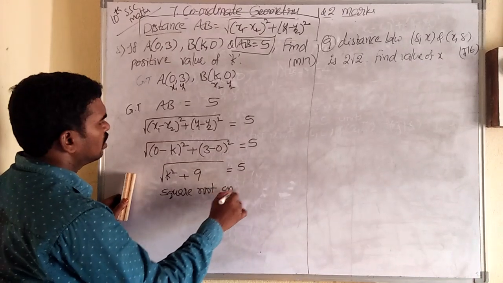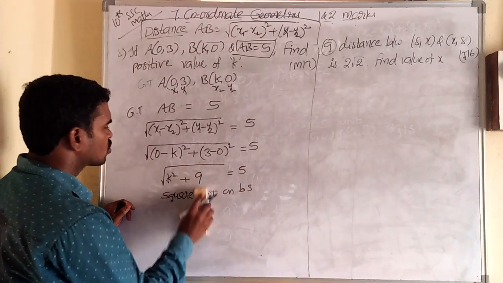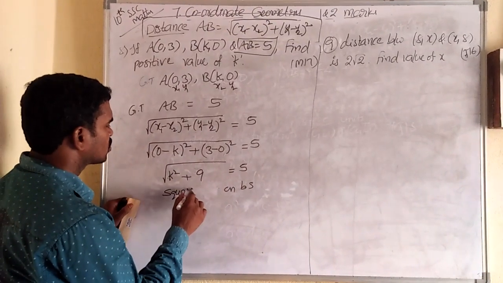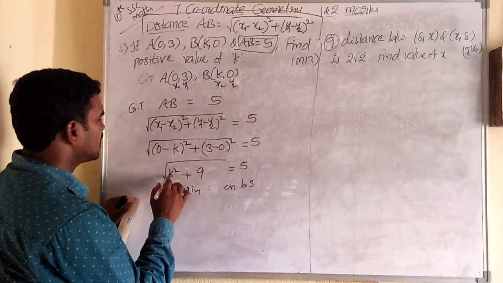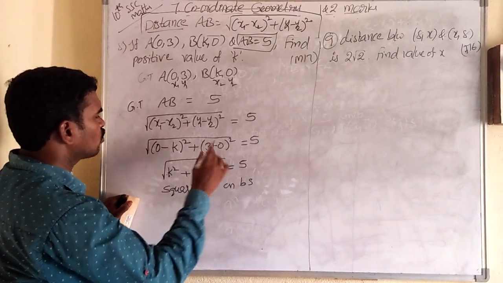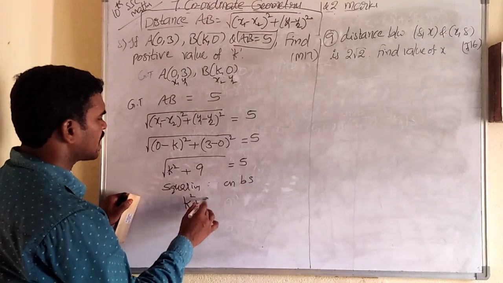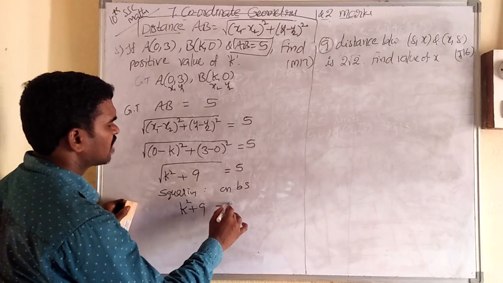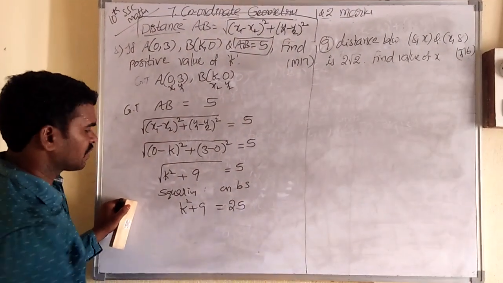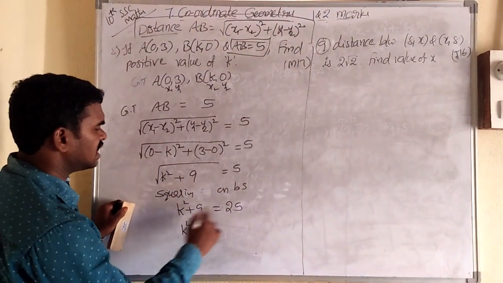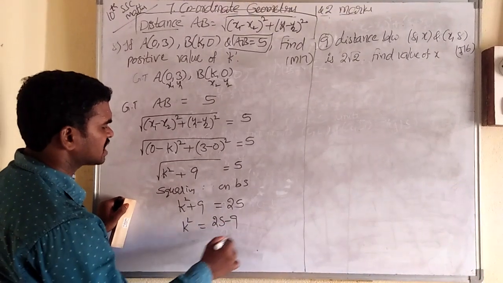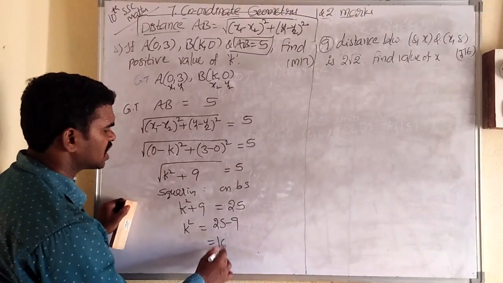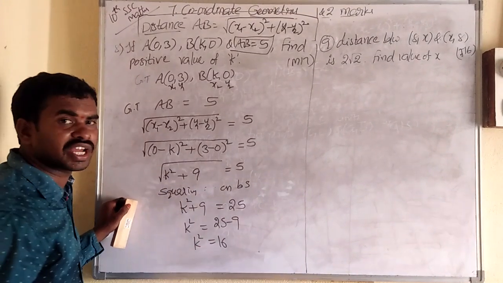Square root on both sides. Squaring on both sides. So the square root and the square cancel. k square plus 9 remains and is equal to 5 square, which means 5 fives are 25. Then k square is equal to 25 minus 9, sending 9 to the right side it becomes minus 9. 25 minus 9 is 16. So k square equals 16.